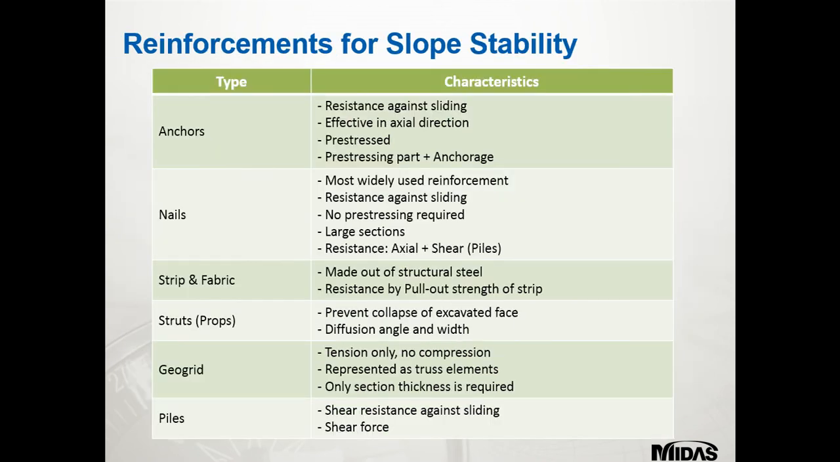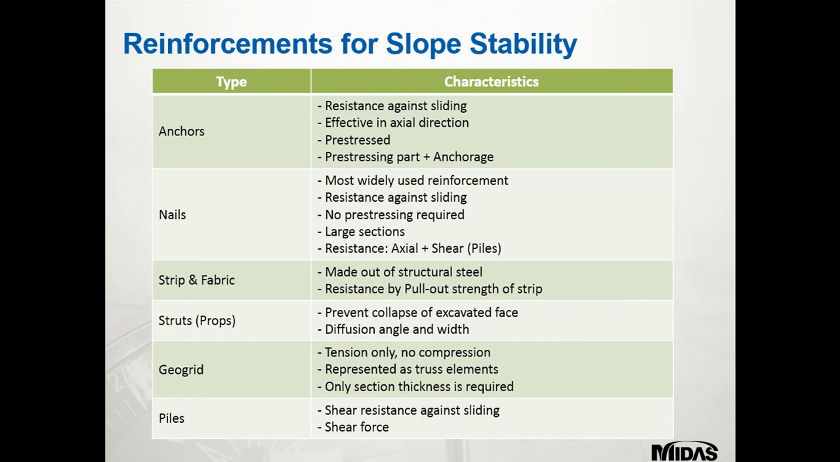So now we'll look at the reinforcement for slope stability. Just start off with anchors, which increase the resistance of the slope against sliding. Anchors can be pre-stressed as well, where you can have the pre-stressing and part anchorage resistance to the movement of the soil mass. Nails are the most commonly used reinforcement. Nails are easy to implement as they require no pre-stressing, but that has to be compensated by larger cross-sectional areas, and based on the cross-section, the resistance could be axial or in shear direction.